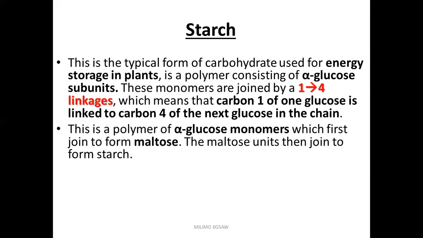So what happens for starch to be formed? Remember, it's a polymer. So there are more than 10 alpha glucose monomer units in starch. Now for that chain to be formed, firstly, the alpha glucose monomers will first join to form maltose, the disaccharide maltose. So we are going to have maltose units, and then these maltose units will then be joined to form the starch.